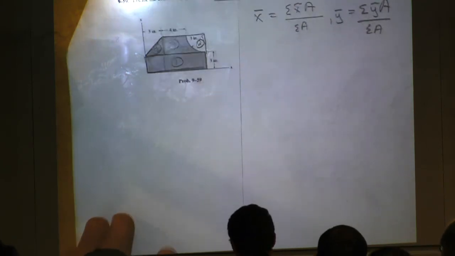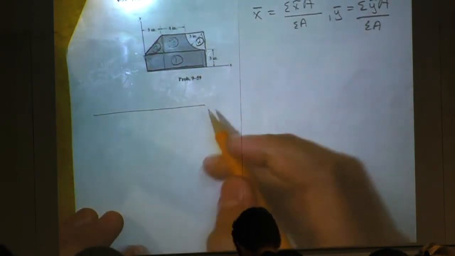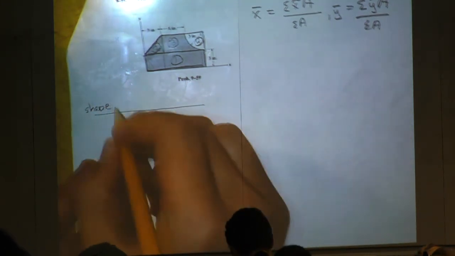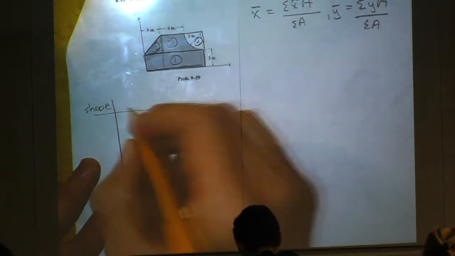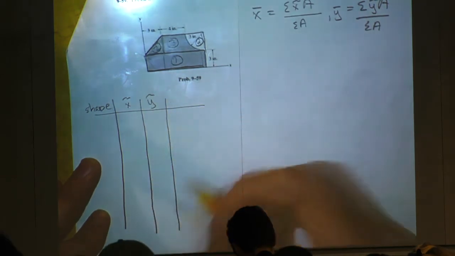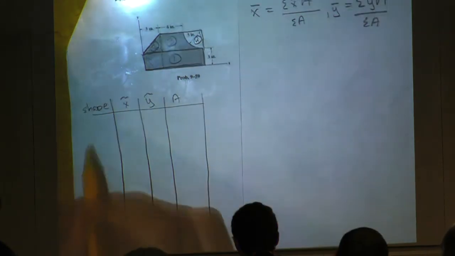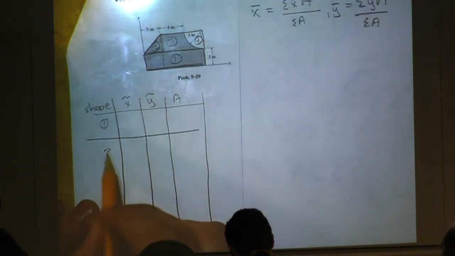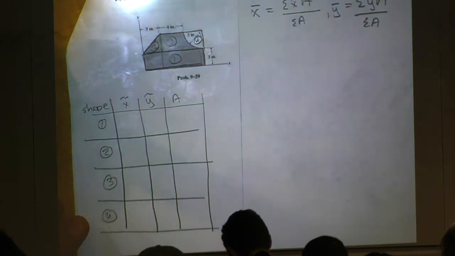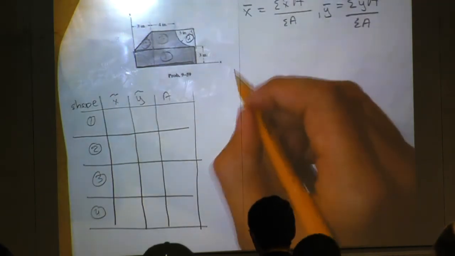All right, so we'll make a little table. I like to make tables. They can help us organize our information usefully. So we're going to have our shape, right? We're going to have our little x centroid, little y centroid, and then our area, right? And then we'll have our shape 1, 2, 3, and 4. Came together pretty nice. So we'll start off with 1.